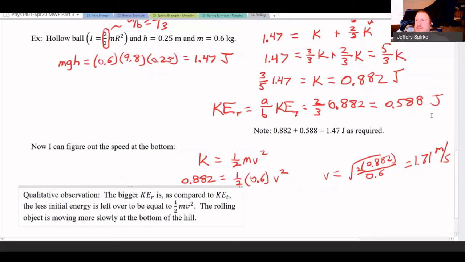So that's the general idea of rotations, and hopefully that gives you enough of a clue as to how to answer the homework questions about rolling. And with that, I'm going to close down the recording.